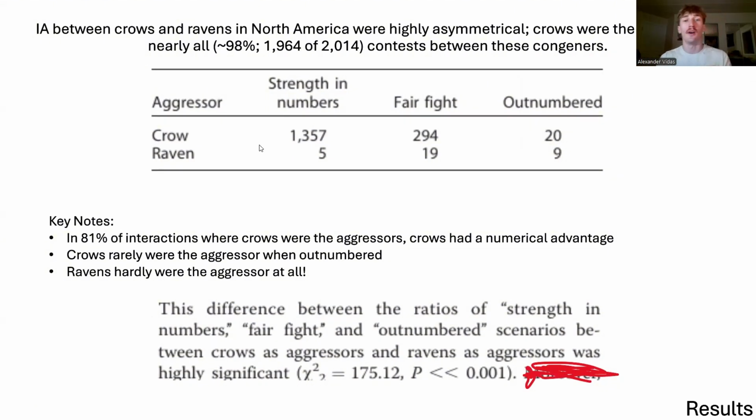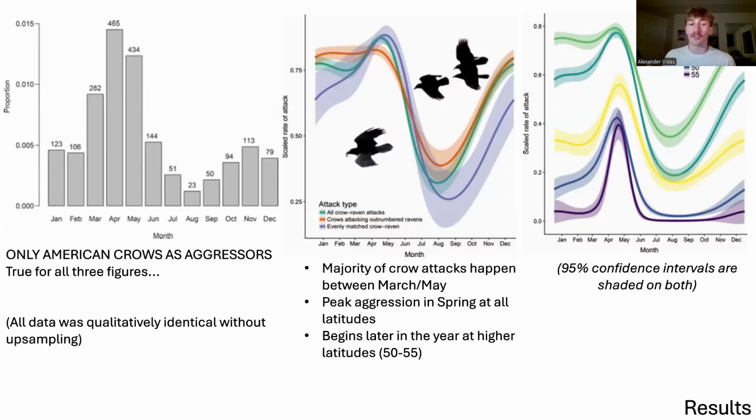Let's take note of this table one more time. Unfortunately, we only have a couple handfuls of raven aggressor data entries to even work with. So to answer the third research question, they only used American crows as aggressors.